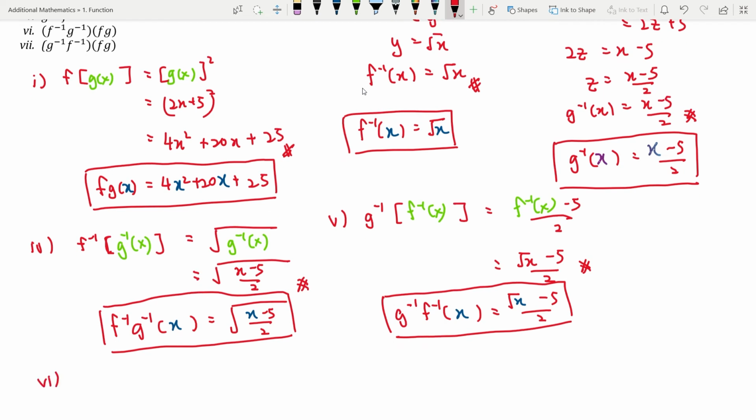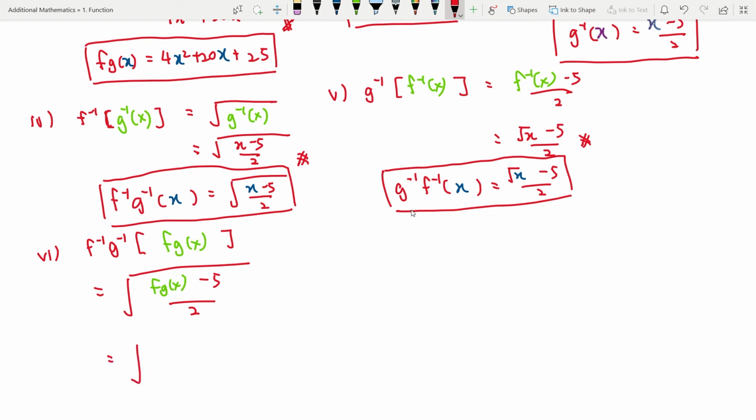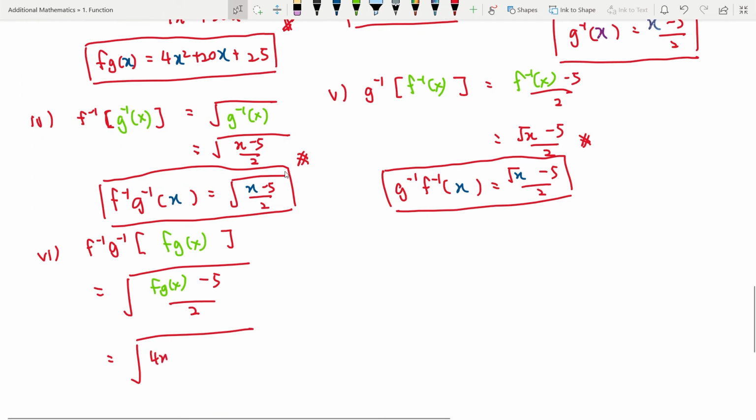Six, we have to find f inverse g inverse of fgx. So the function f inverse g inverse we already obtained in number 4. We are going to substitute fg into number 4. Square root of fgx minus 5 over 2. Then we substitute fgx into the function. Fgx is obtained in number 1. So we have 4x squared plus 20x plus 25 minus 5 over 2.